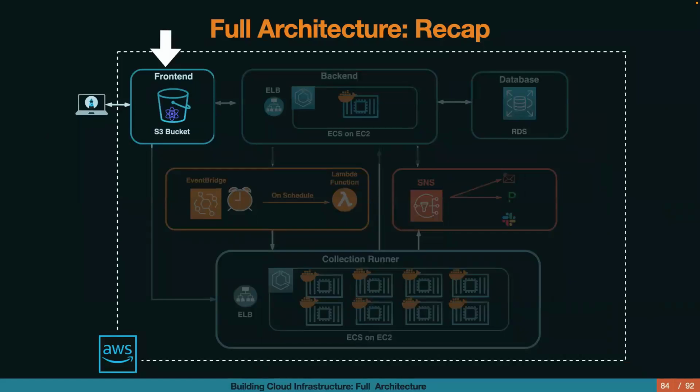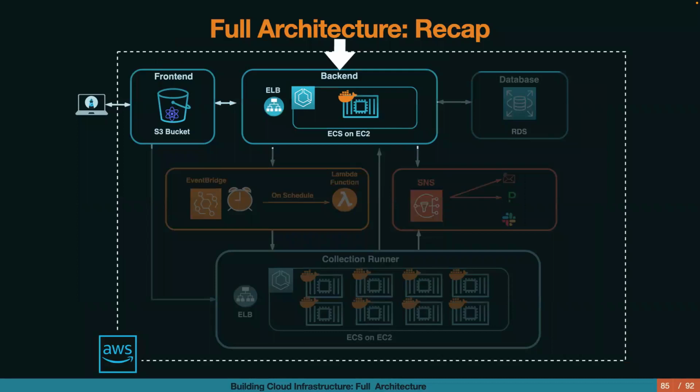The front end built on React is hosted in an S3 bucket. It communicates with the backend with Apollo server hosted on a Docker container and managed by ECS. The backend communicates with the Postgres database hosted on RDS.